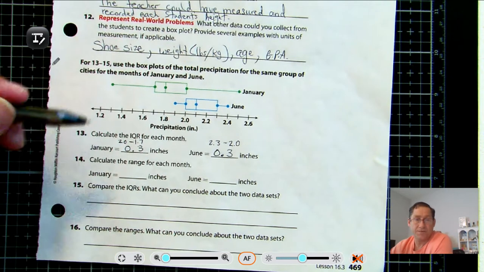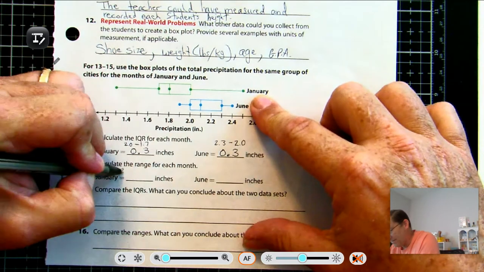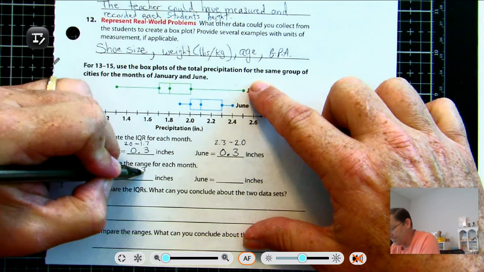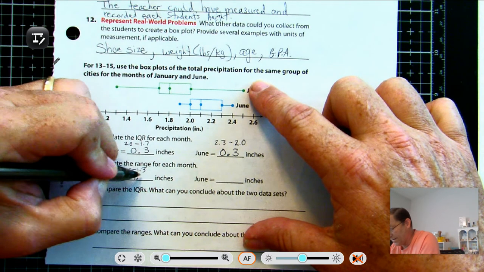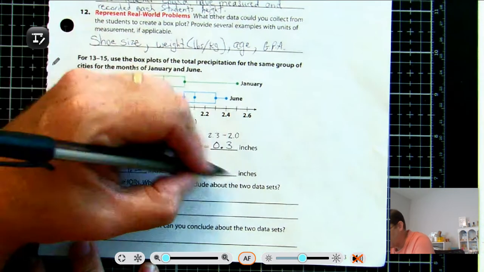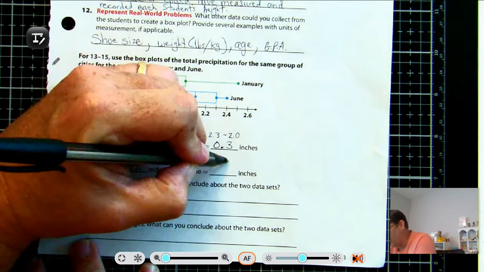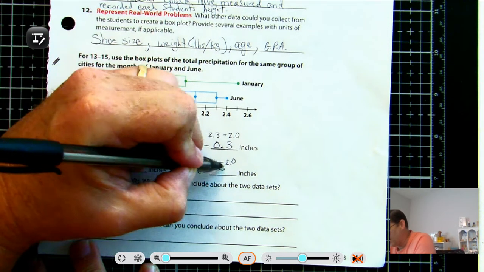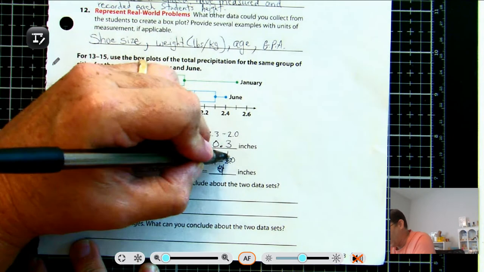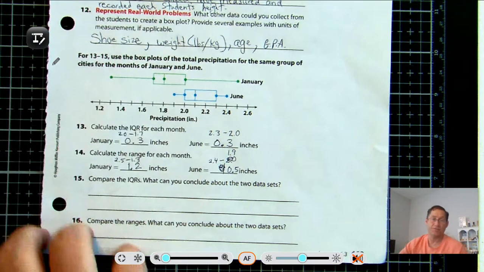What's the range for each month? January, 2.5 minus 1.3, so a difference of 1 and 2/10 inches. And in June, we had a high of 2 and 4/10 inches and a low of, sorry, 1.9 inches. So a difference of half an inch for the range.